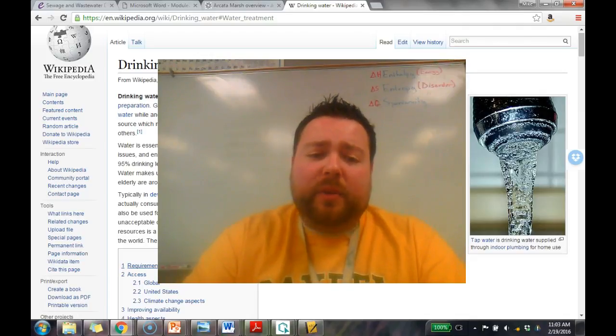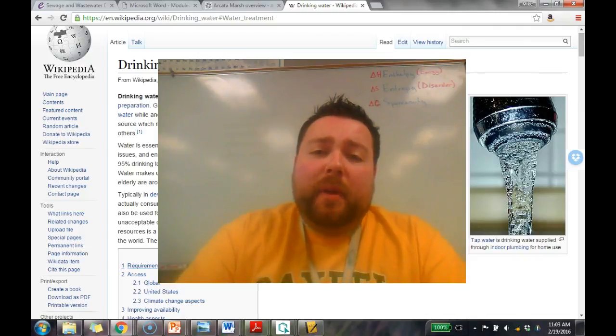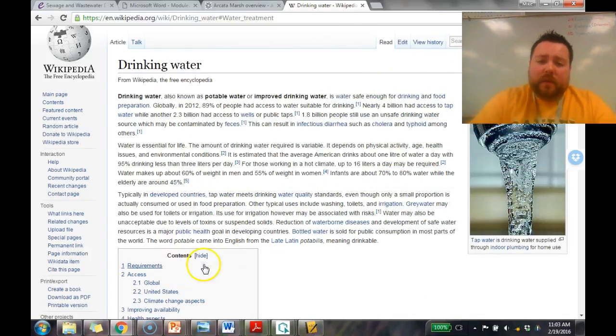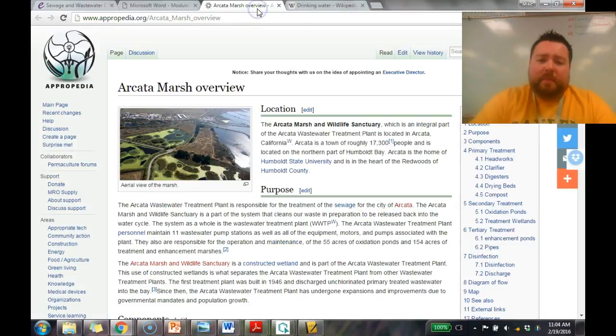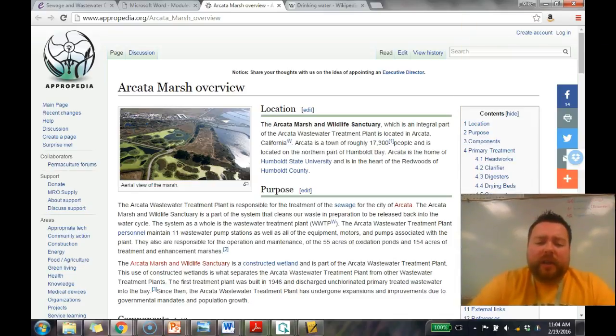And so that's what I'm going to ask you to take a look at, a couple different ways. So we can add chemicals to that water. But I'm going to have you take a look at a site here. This is Arcata Marsh. This is in California, and they go about it in a unique way of trying to treat their water in a more natural way. So this ties into what we've been discussing regarding ecosystems and the importance of those ecosystems.